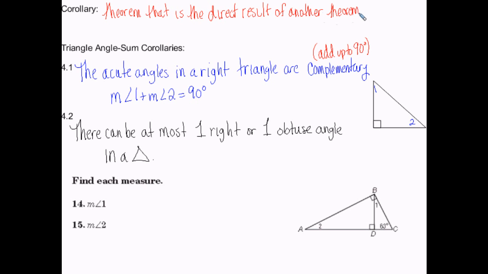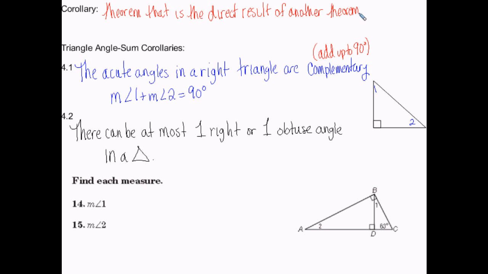Sort of like a PS at the end of a letter. You know, you've written your whole letter and then you send it and you, oh yeah, by the way, also this. It's like a direct result of the fact that you're already doing the letter. So the corollaries are, people came up with theorems and they go, oh, okay, well that also means this and that. And then those would be the corollaries. So the corollaries from the triangle angle sum theorem.